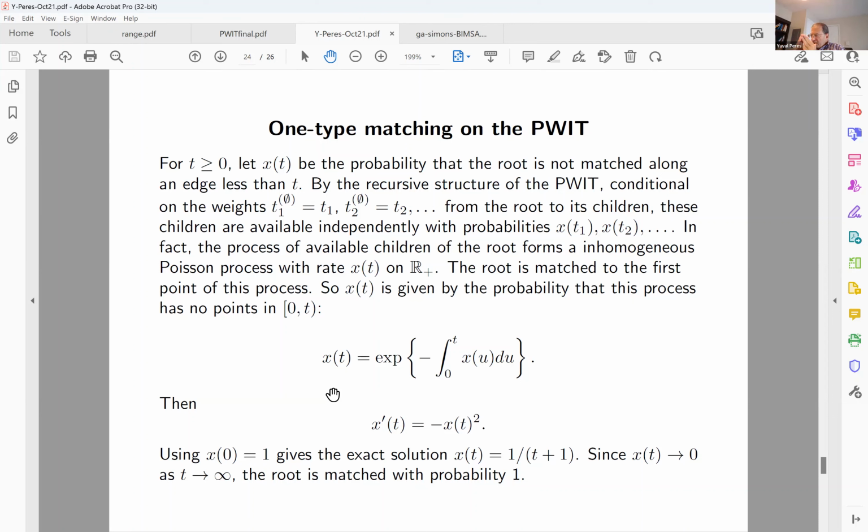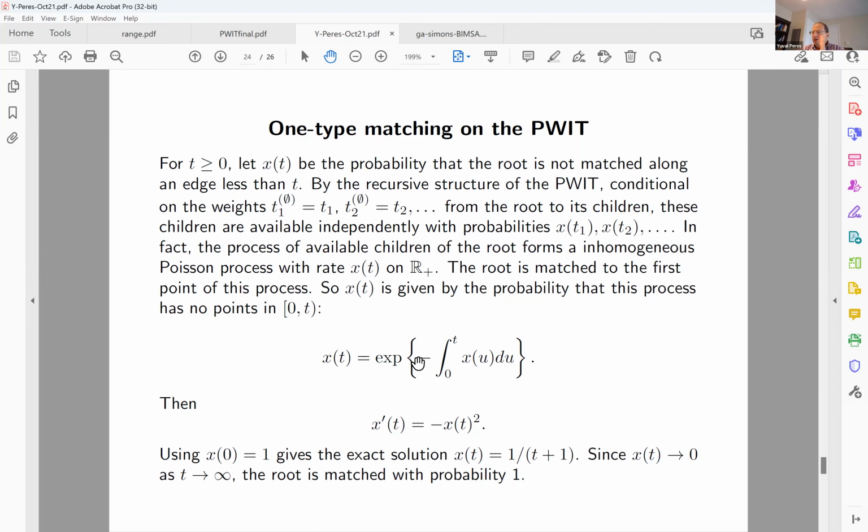Now, a classical property of Poisson processes is that the probability that some set is empty is e to the minus the expected number of points in that set. So from 0 to t, the expected number of points for this inhomogeneous Poisson process is this integral, and the exponential of minus that gives us the probability that there are no points. But by definition, this is exactly x of t. So we have this identity for the function x of t, which allows us to solve for x of t.